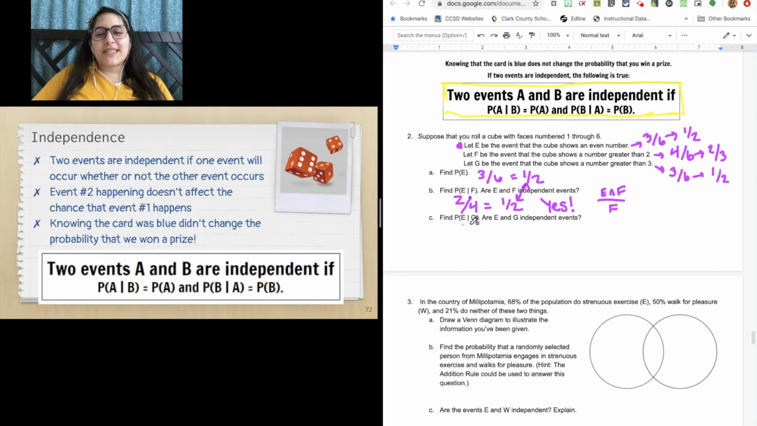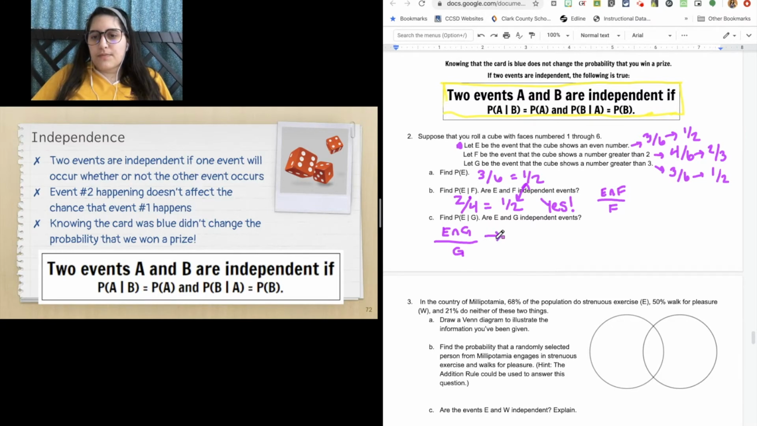Okay, let's test it with E given G. I think we're going to get a different result here. Okay, so again, if I'm finding probability of E given G, that's E and G divided by G. Okay, that's the definition of conditional probability. That's how you find it. So let's look back at G.